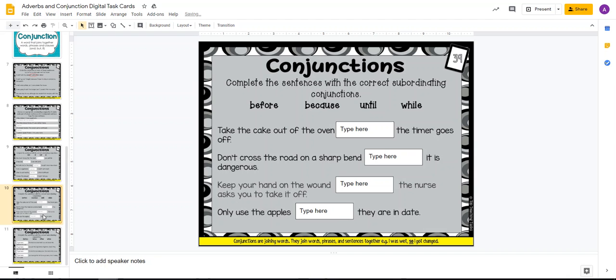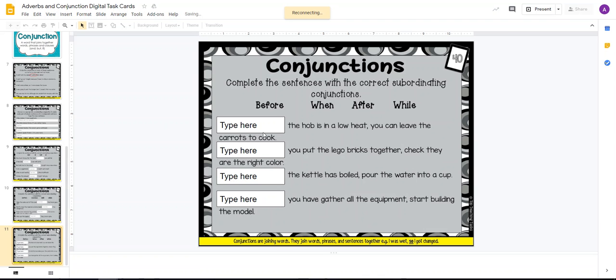Just a couple more slides here. On this last one, you're going to do the same thing that you were doing in slide 9. You're going to use the conjunctions before, because, until, and while to fill in these blanks. So you pick the one that makes the most sense in each of these sentences. Do you see how they're not just and, if, or? They can be before, because, until, while. They're just what connects 2 sentences or 2 phrases.